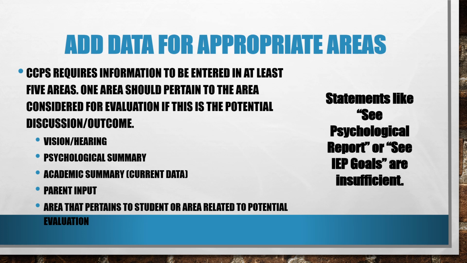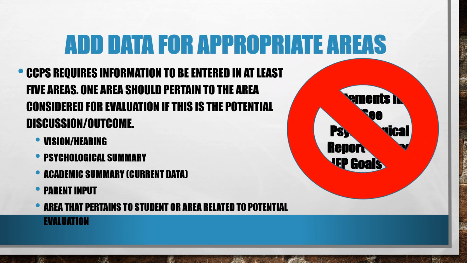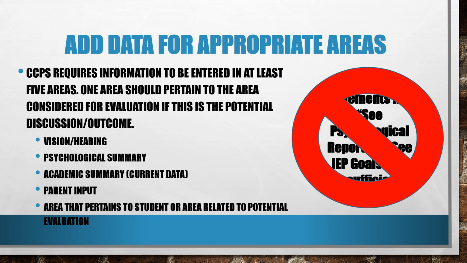Entering statements like "see psychological report" or "see IEP goals" does not provide adequate information for completion of this report and should not be used. All team members should be able to print a reevaluation with meeting notes and read the information with comprehensive data discussed without having to refer to another form, evaluation report, or notes.